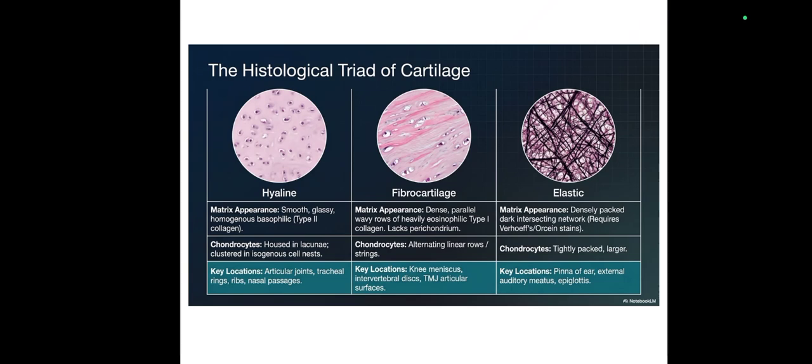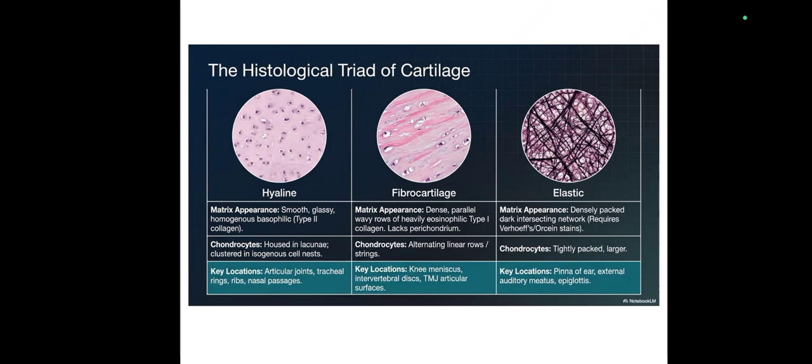Second is your fibrocartilage. This is highly fibrous, dense, and tough. Under the microscope, you will see dense, parallel, wavy rows of heavily eosinophilic type 1 collagen fibers. Notice how the chondrocytes are aligned in neat, alternating linear rows or strings. Crucially, fibrocartilage lacks a perichondrium. You will find this in the TMJ articular surfaces, intervertebral discs, and the knee meniscus.